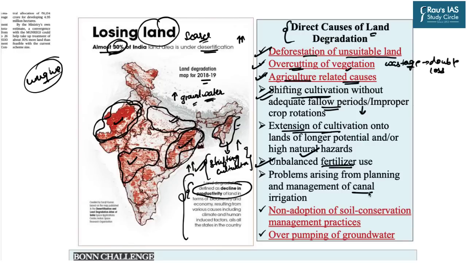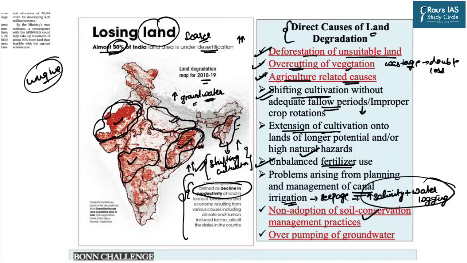Further, canal irrigation also has its own challenges. For example, the seepage of water, which in turn increases the problem of salinity as well as waterlogging. Both of these things further increase land degradation. Then we are also not aware of soil conservation management practices, or in other cases, even if we are aware of these practices, we are not sensitized enough to adopt or implement them.